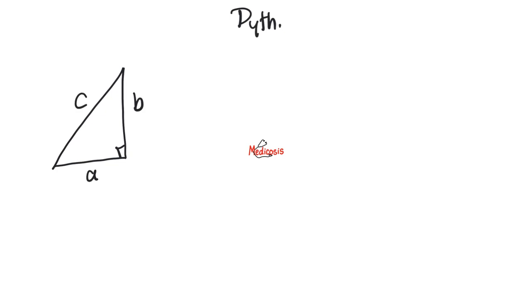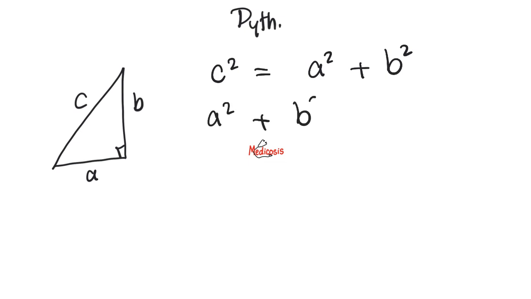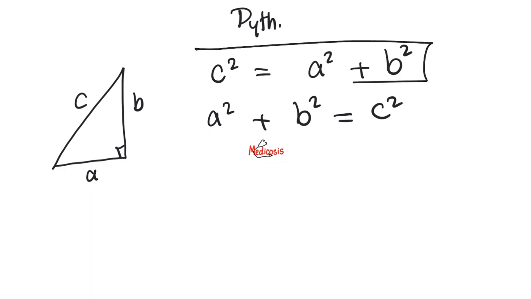Next, let's review Pythagorean theorem. Okie dokie, here is my right-angled triangle. Beautiful. This is A, this is B, and this is C. You know that the hypotenuse squared, so C squared equals A squared plus B squared, just like that. Or you can say that A squared plus B squared equals C squared. It's the same thing. Now let's focus on this equation right here.